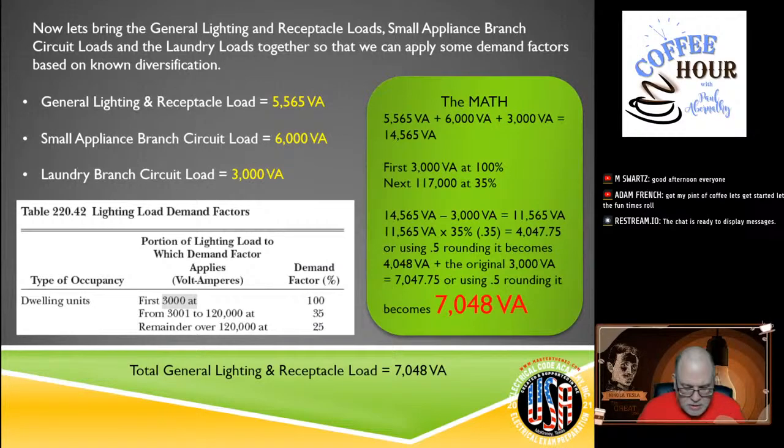So when you've got your code book, I'm going to go to 220.42. Now, that's a pretty important table, right? Let's read the code rule before we even look at the table. It says that the demand factor specified in Table 220.42, which for dwellings is right there on the screen, shall apply to that portion of the total branch circuit load calculated for general illumination. They shall not be applied in determining the number of branch circuits for general illumination. So we're just doing this to calculate the load. We're doing a load calculation here.